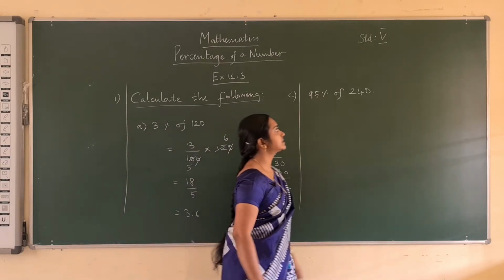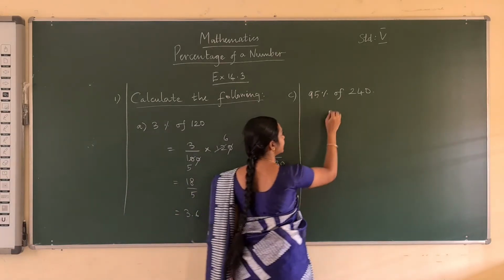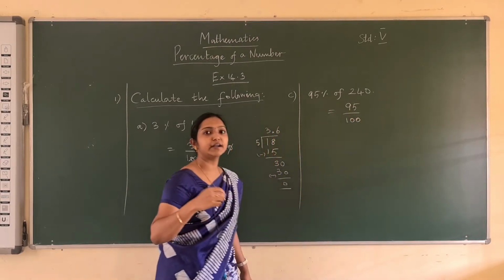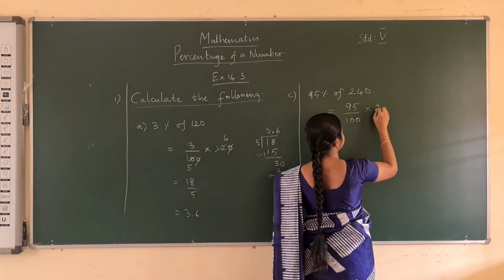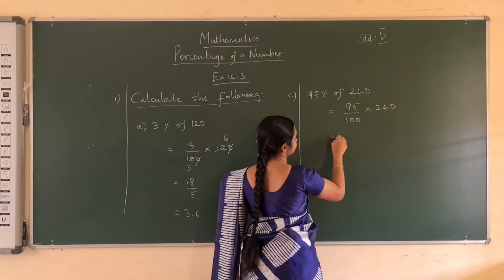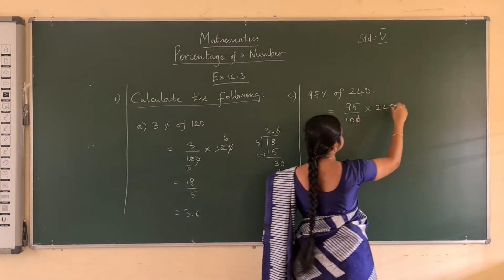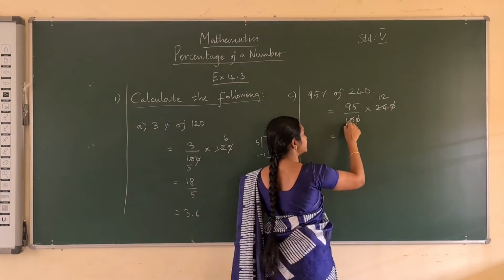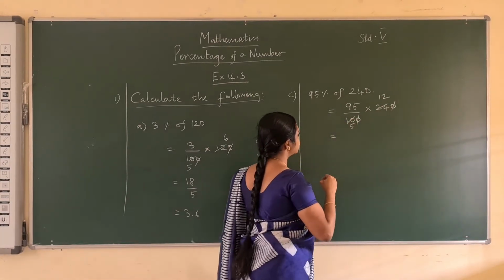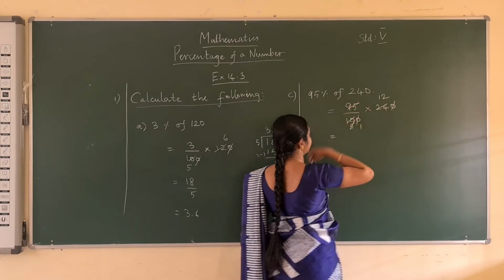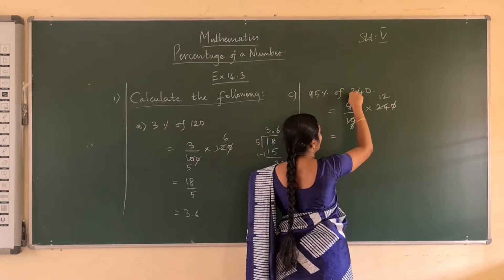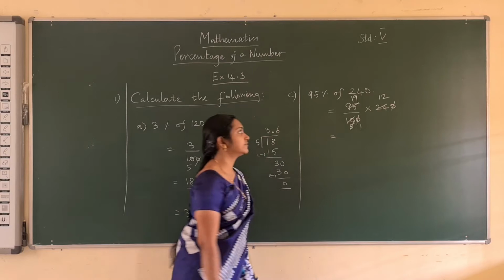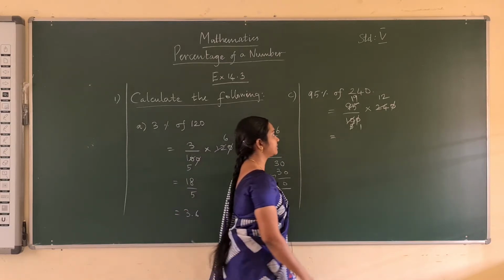Next, 95% of 240. 95% of 240 means out of 100 it is 95. We have to find it for the number 240. Now simplify 0 0. 12 into 2 is 24, 5 2s are 10. Again simplify, 1 5 is 5, remaining we are having 4, it is 9 5s are 45, 19 into 5 is 95.